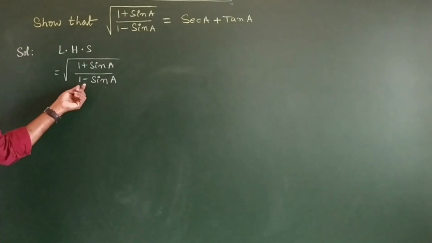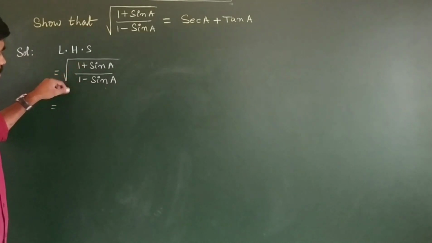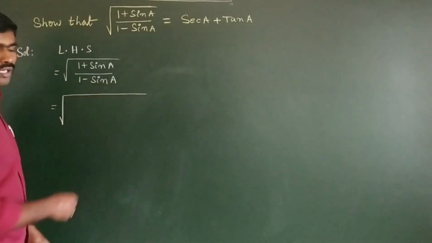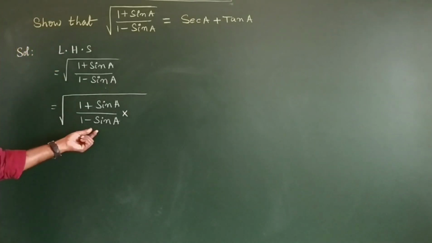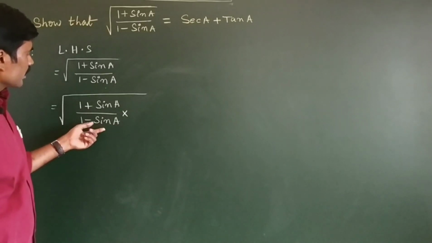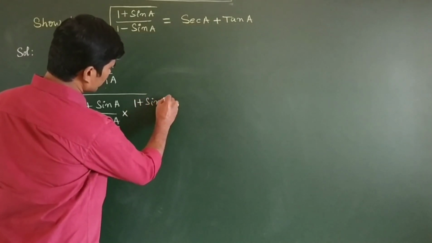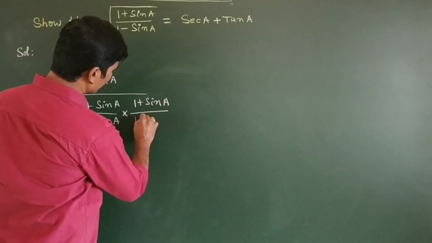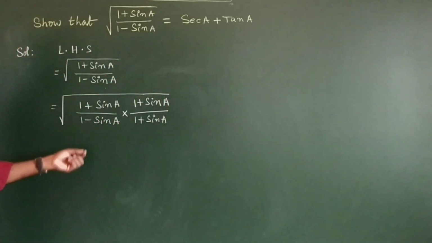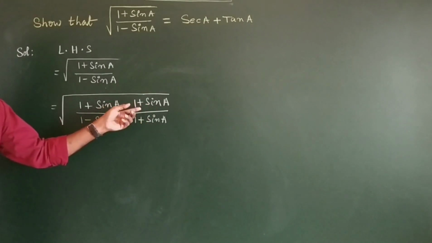Here the denominator is 1 minus sin A. Rationalize this fraction with the denominator. The rationalizing factor of 1 minus sin A is 1 plus sin A. So with 1 plus sin A, multiply and divide: (1 plus sin A) by (1 plus sin A). The rationalizing factor of a minus b is a plus b, and of a plus b is a minus b.